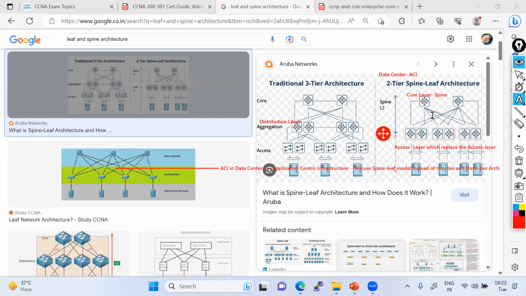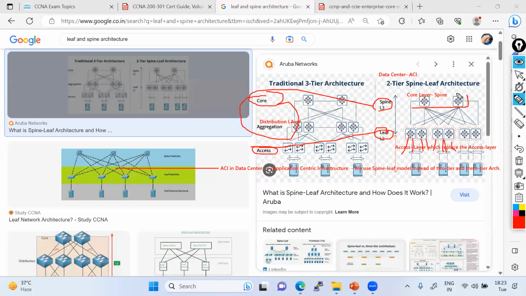Also, they are going to work exactly like the access layer, because in the leaf and spine model, your leaf is going to connect all the end devices. That means your server, your printer, your AP, your WLC, CCTV, everything is going to connect to the leaf. So leaf is exactly similar to the access layer switch, and the spine is similar to the core layer, or you can think of it as a core plus aggregation layer.